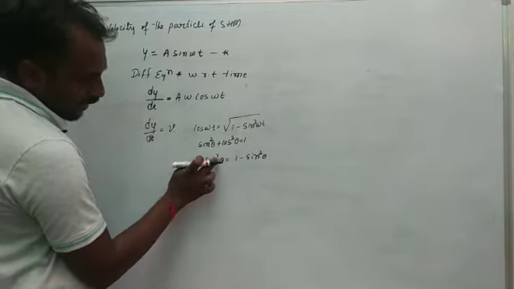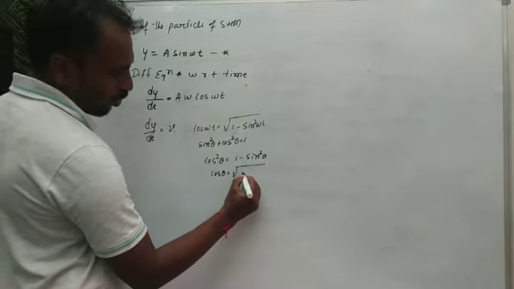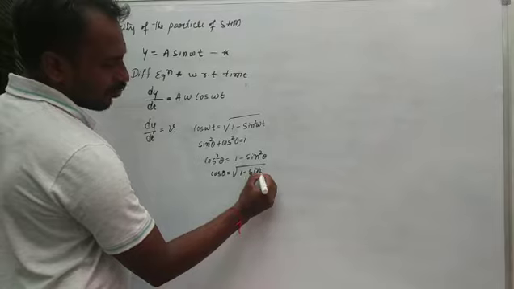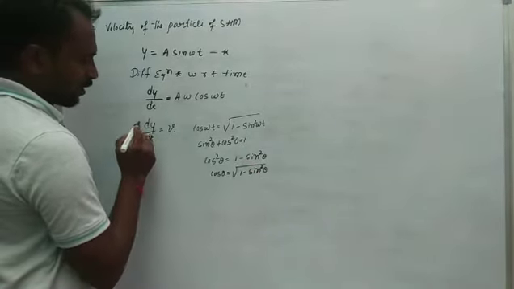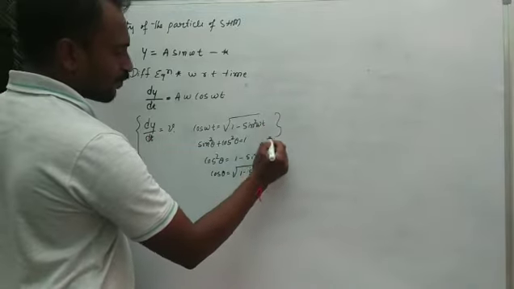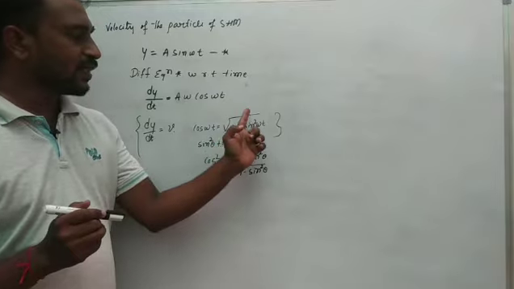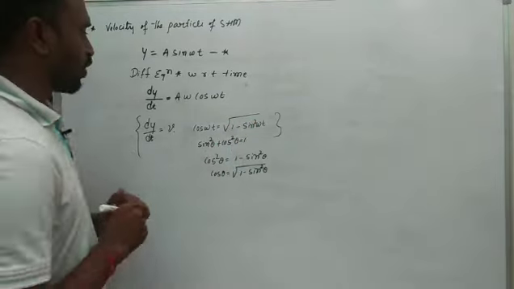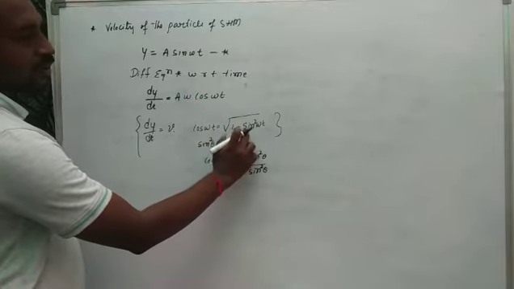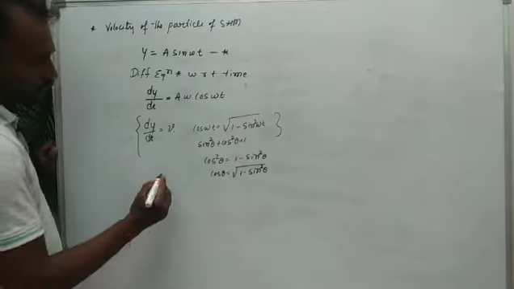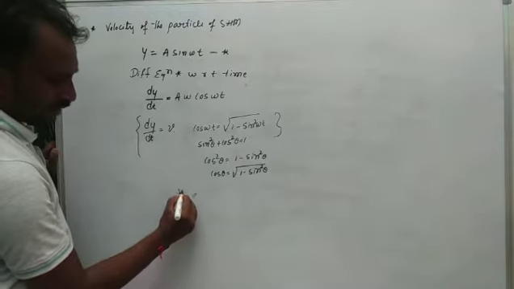Here square is there, so cos theta is equal to the whole root of 1 minus sine square theta. In place of theta we put omega t, so cos omega t we can write as the whole root of 1 minus sine square omega t. So in place of cos omega t we can write this, and dy by dt is the velocity v.